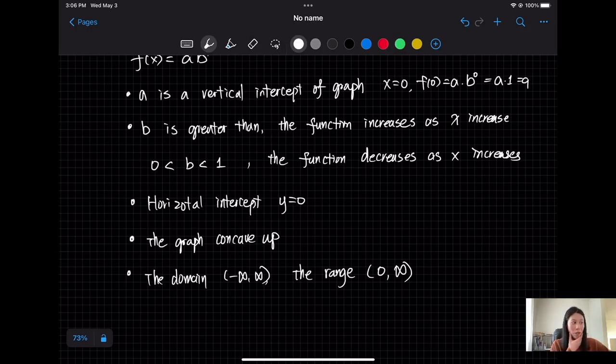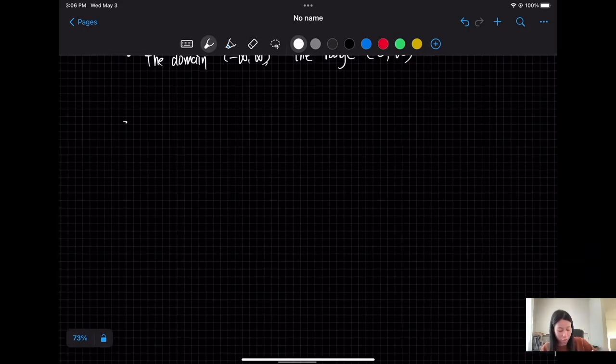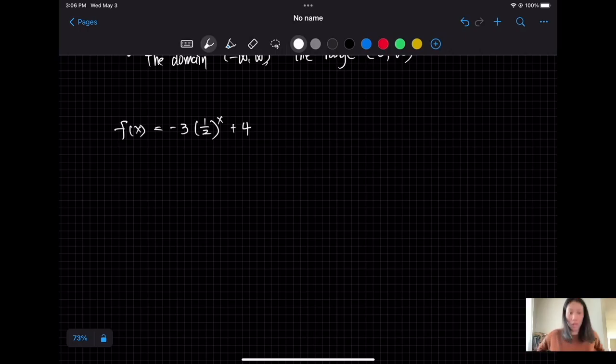We have learned some transformations of a function. For example, if I give you a function f(x) = -3(1/2)^x + 4, you need to know what the basic function is and what transformations have been applied. To identify the basic function, the basic function is going to be f(x) = (1/2)^x.